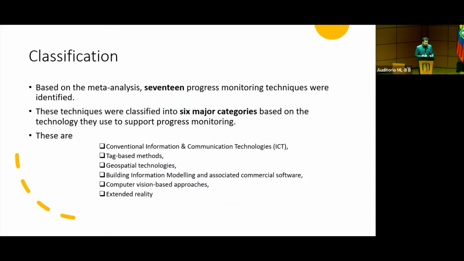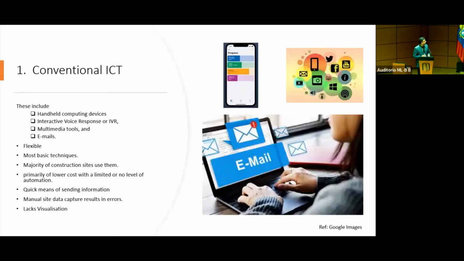Going into the classification, based on the literature and meta-analysis, we identified 17 progress monitoring techniques. These were classified into 6 major categories based on the technology used. First, the ICT-based conventional technologies. Second, tag-based methods, then geospatial-based methods, BIM-based or associated commercial software-based methods, computer vision-based approaches, and extended reality. I'll talk briefly about them one by one.